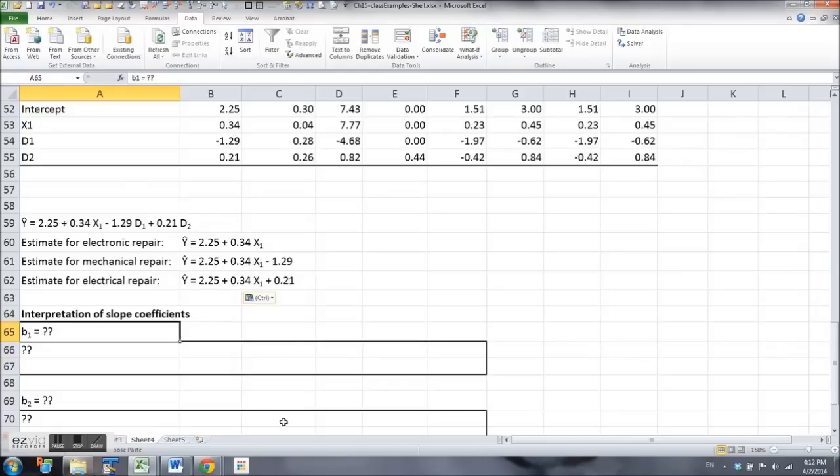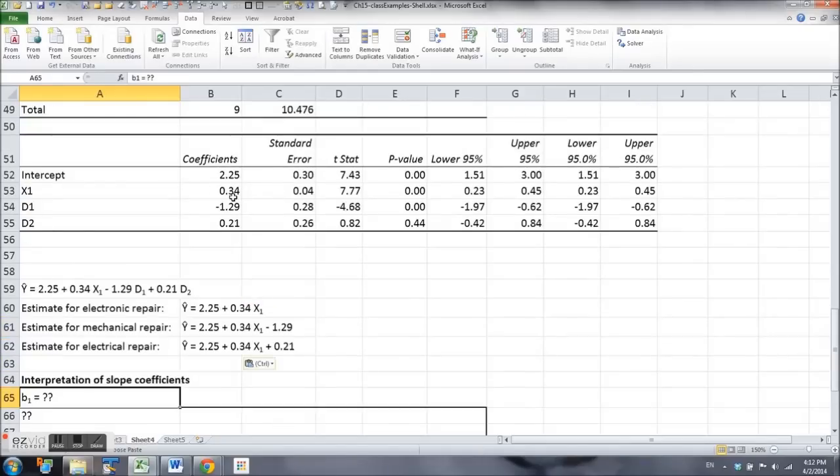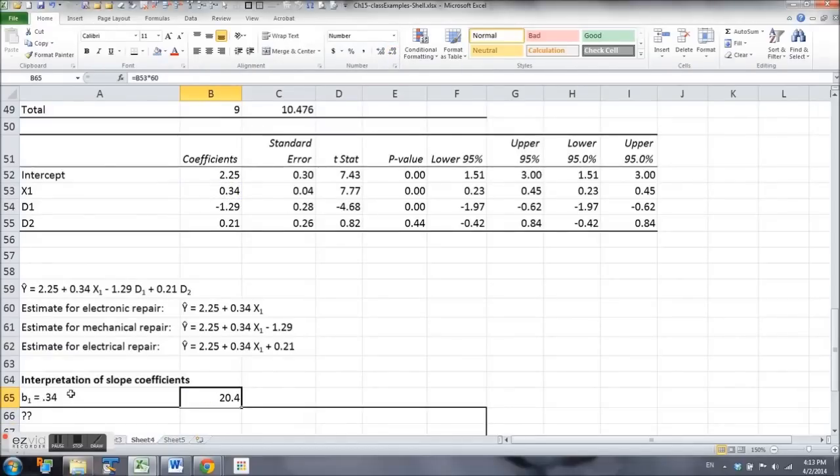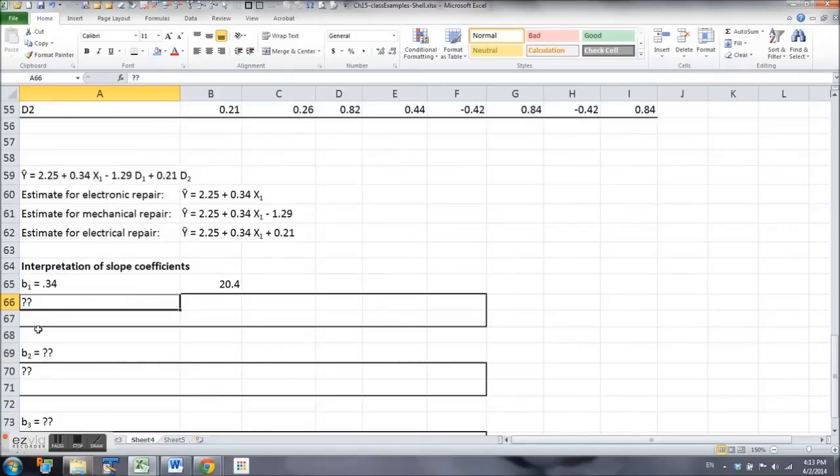Now interpretation. B sub 1 is 0.34 hours, so we want to convert that to minutes by multiplying by 60. The slope coefficient is about y hat, which is repair time. B sub 1 is the coefficient for x sub 1, which is the number of months since last service. So if the number of months since last service increases by 1, then the repair time will go up by 0.34 hours or 20.4 minutes.